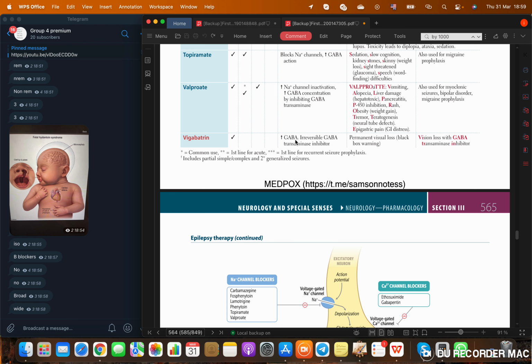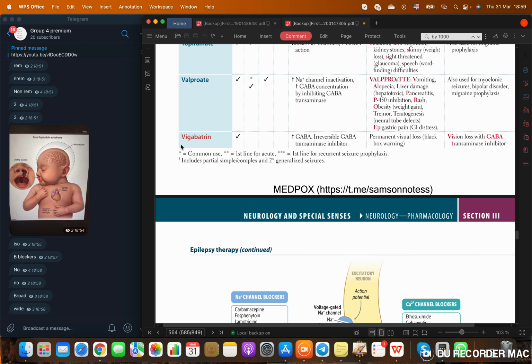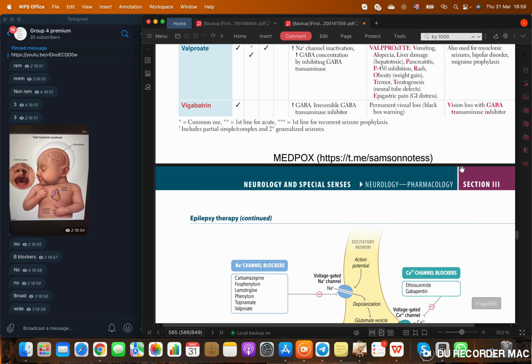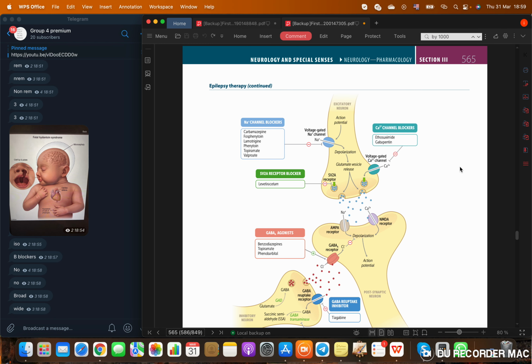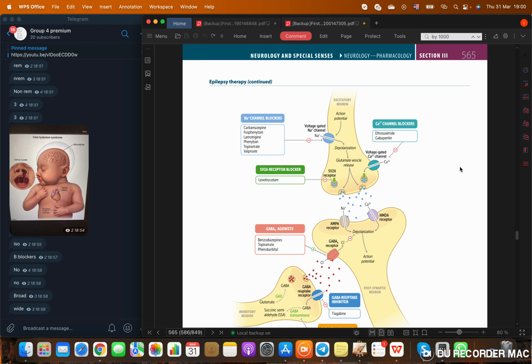It is increasing the GABA, an irreversible GABA transaminase inhibitor. This one sucks. Why? Because vigabatrin is going to lead to vision loss, V for vision loss, permanent visual loss, which means that after you stop the medication, the vision will still be gone big time. It is a rare side effect, 1 over 50,000, but nobody can assure you that you will be the one or not. That's why it has the black box warning.